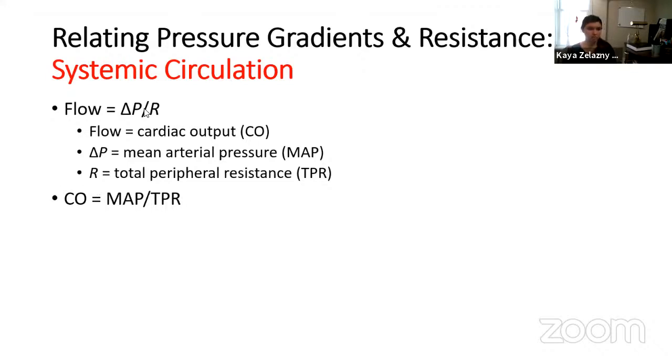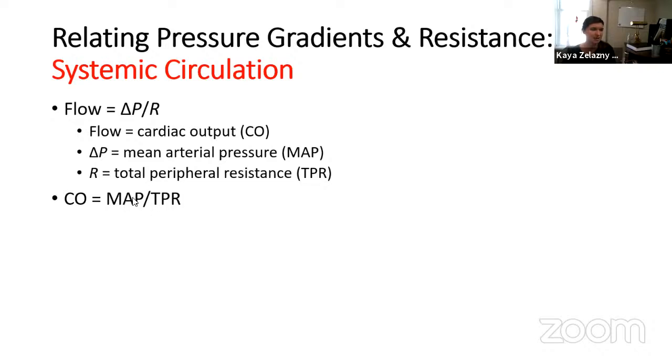So R in this equation becomes our total peripheral resistance. So all the resistance throughout all the blood vessel networks in the body is our resistance for this system as a whole, the TPR, which means that this equation, CO, cardiac output, equivalent to mean arterial pressure divided by TPR, our total peripheral resistance, is what we're really going to focus on as we apply these rules about flow and pressure and resistance to our cardiovascular system.